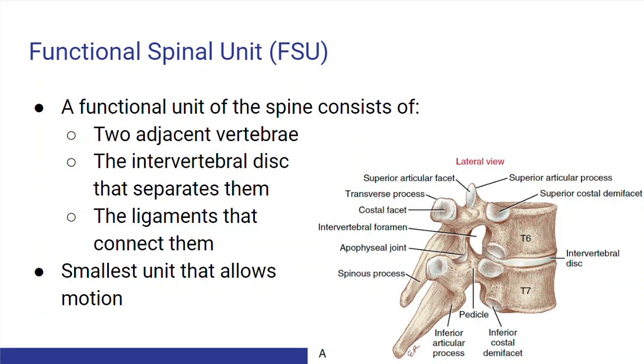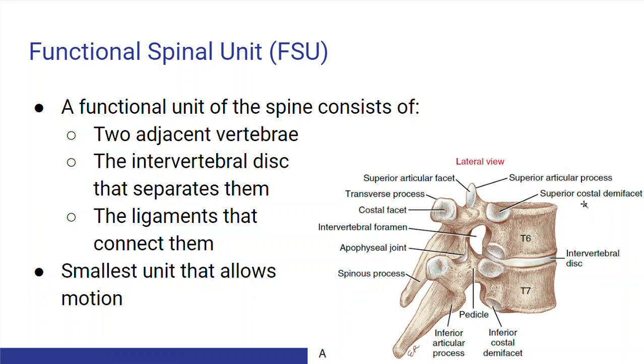Right, now we're going to talk or basically build the spinal column, looking at the vertebra and then something that forms when two vertebrae are stacked on top of one another called the functional spinal unit, the FSU, or sometimes called the motion segment. And that is two adjacent vertebrae.